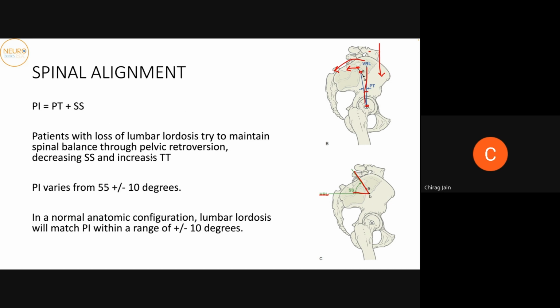Okay, so anyway, we are going to discuss more about spinal biomechanics in the next session. This is just a basic introduction as to how spinal alignment works. So just to remember, there is something called pelvic incidence, pelvic tilt, and sacral slope. Pelvic incidence is equal to pelvic tilt plus sacral slope. Pelvic incidence cannot change, but pelvic tilt and sacral slope can, depending on whether the pelvis moves anteriorly or posteriorly. The normal value of pelvic incidence lies between 55 degrees plus or minus 10 degrees. And in a normal anatomical configuration, your amount of lumbar lordosis should be equal to the pelvic incidence within a range of about plus or minus 10 degrees.